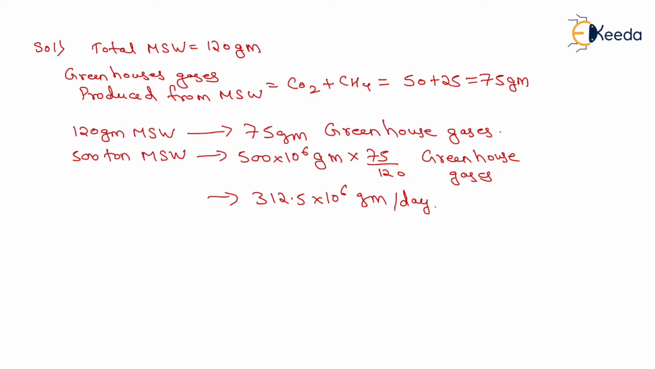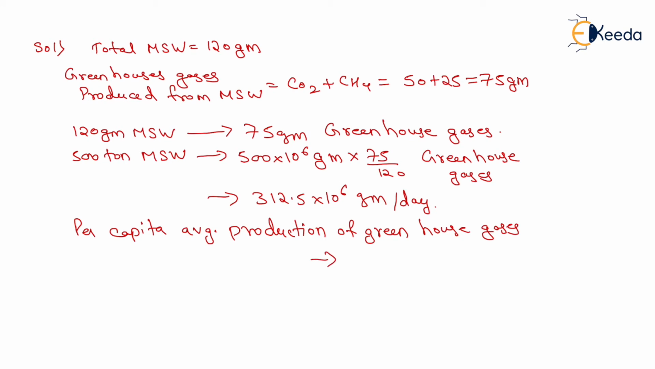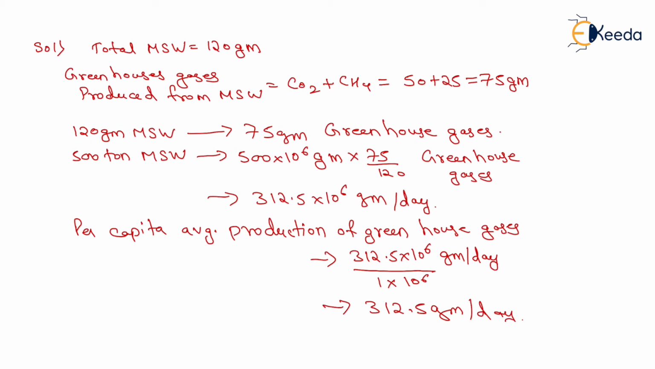Now we need to find the per capita average production of greenhouse gases. Okay, now we need to calculate the per capita average production of greenhouse gases. So it will be equal to the total greenhouse gases produced, that is 312.5 into 10 to the power 6 gram per day. Now we need to divide this value by the total population. The total population will be 1 million, so we need to divide it by 1 into 10 to the power 6. So its value comes out to be 312.5 gram per day of municipal solid waste greenhouse gases.